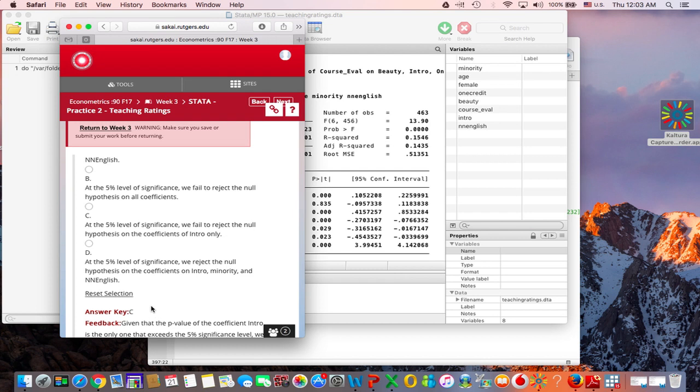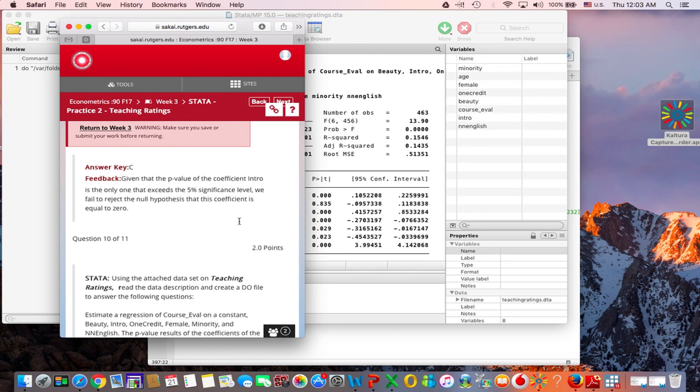And then based on answer number C, at the 5% level of significance, we fail to reject the null hypothesis on the coefficient of intro only. Okay, so we fail to reject, meaning that we accept that the coefficient of intro is statistically insignificant. So we have a very high probability that the null is correct, so we basically have to accept it, right? Or statistically we say fail to reject it instead of saying accept it. So you say fail to reject it, because there could be other options available. When you accept, it means that this is the best, but this is not the best. We just fail to reject it.